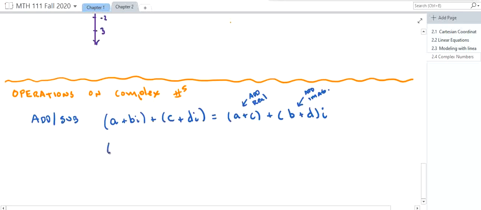Subtraction works in a similar fashion. a plus bi. Now remember, a and b themselves could be negative numbers here, but we're considering this whole complex number. So you have to take that into account, and you might have to distribute this negative through, distribute it into this parentheses here. So now you have a minus c plus b minus d i. And it's that simple.